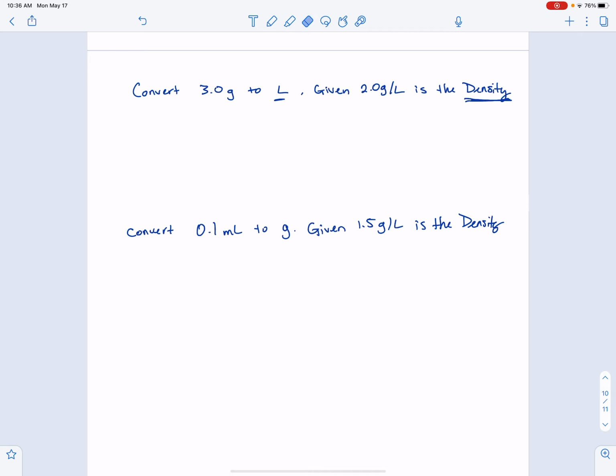But I want to show you another way that you can use factor label. Instead of trying to rearrange those letters, you could start with what has 1 unit. See how this has 1 unit? This has 2 units, so this is a conversion. It's kind of like something you would get off the chart.